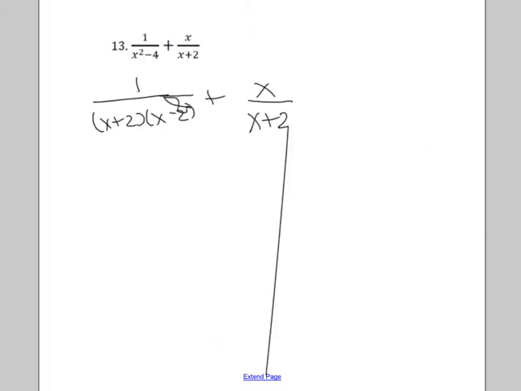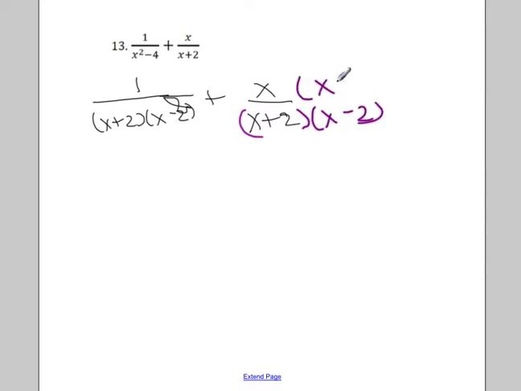So I would look at this and I would say, well, I need my denominators to be exactly the same. So right now they both have an x plus 2. So all I really need to do is go ahead and multiply by an x minus 1. Or sorry, x minus 2. Now if you notice, the denominators are the same.